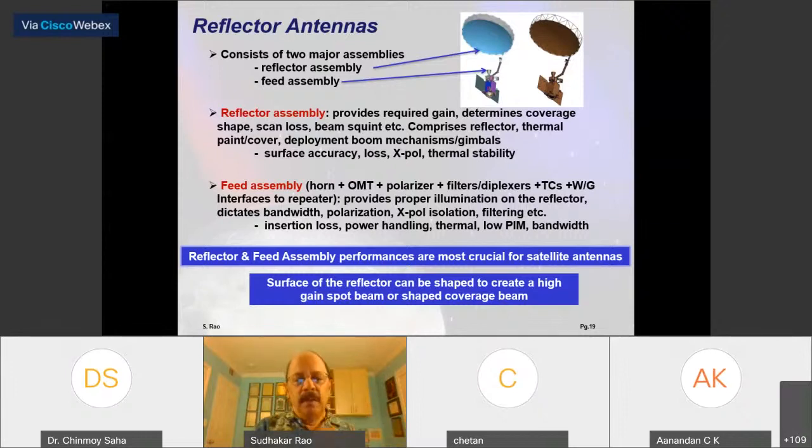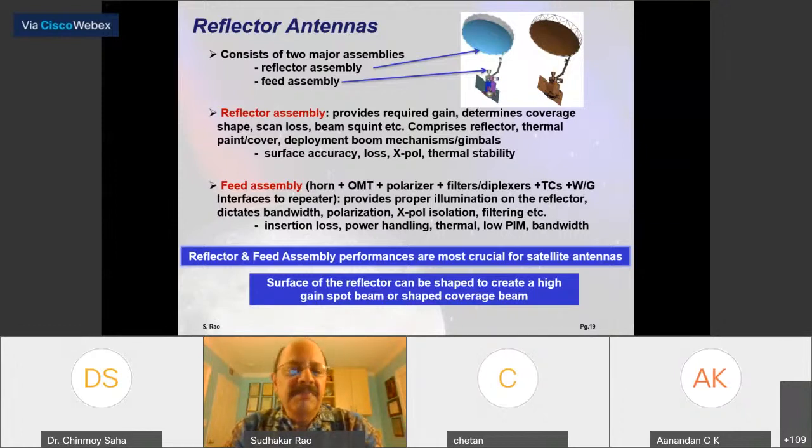Scan loss. And then, if you have circular polarization, the reflector doesn't depolarize, but it causes beam squint between LHCP and RHCP. Sometimes you have to use both, so you have to minimize the squint.